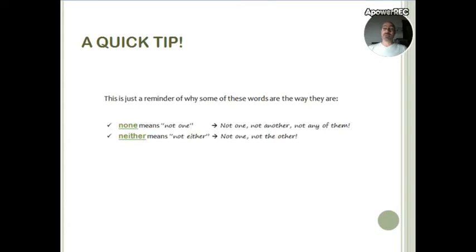Maybe this quick tip will help you. This has to do with the form of the words. None means not one. That is, not one, not another, not any of them, none of them. All my friends are very lively people. None of them is a sad person. Neither means not either. That is, not one, not the other. So from one we get none, not one, and from neither we get neither, not either.